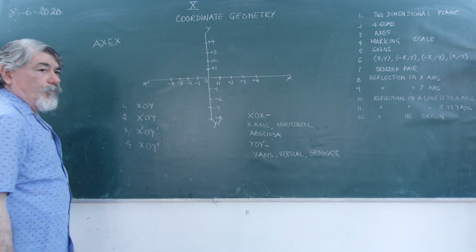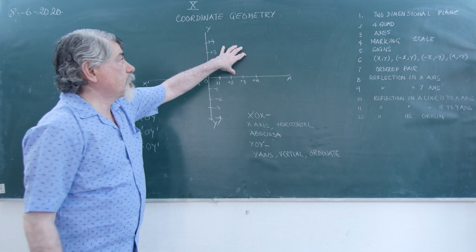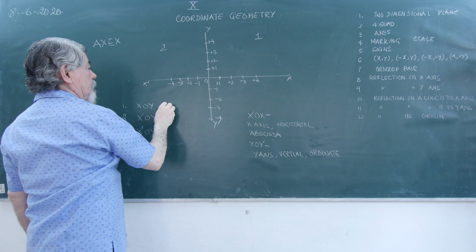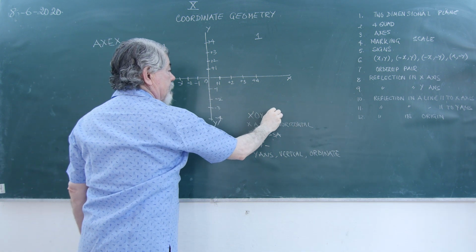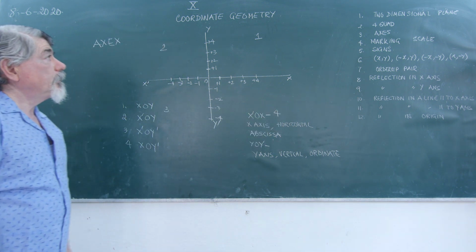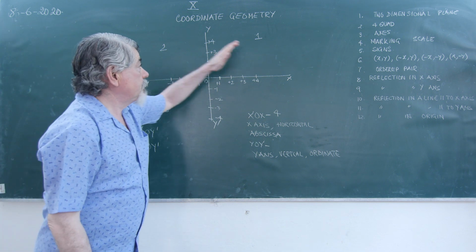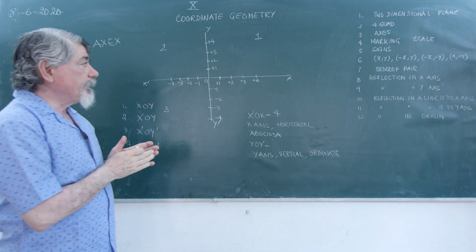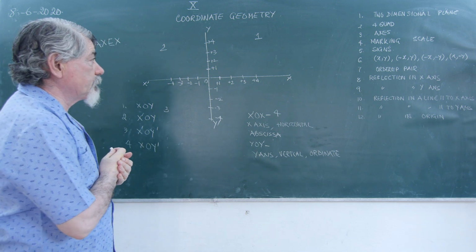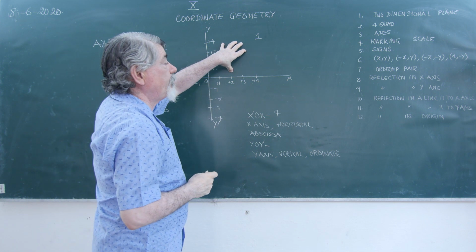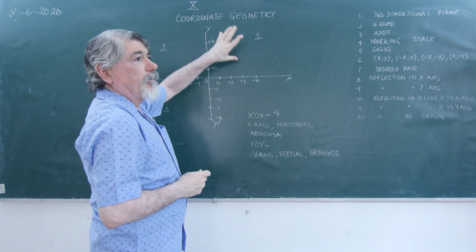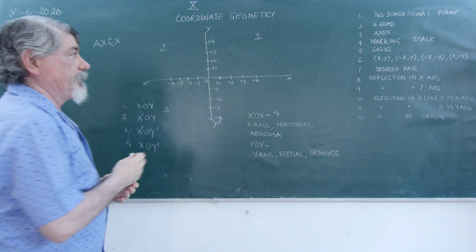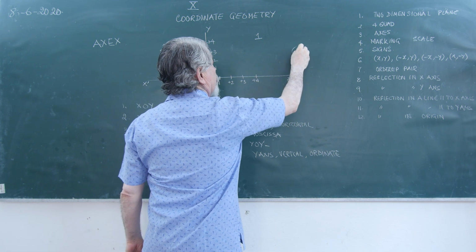This is the first quadrant. This is the second quadrant. This is the third quadrant. And this is the fourth quadrant. First, second, third, and fourth quadrant. Now, when we look at these quadrants, please notice that if I have to plot a point, it has to be in the form of ordered pairs, always: (x, y).